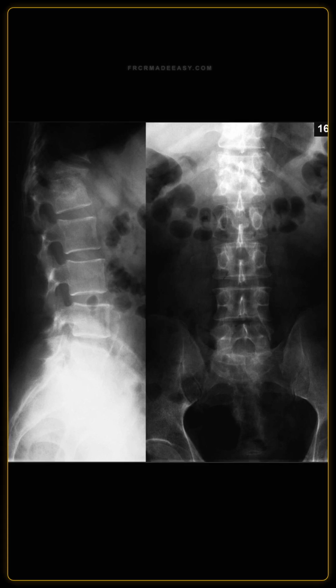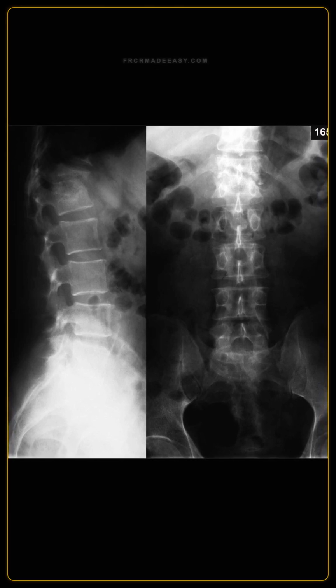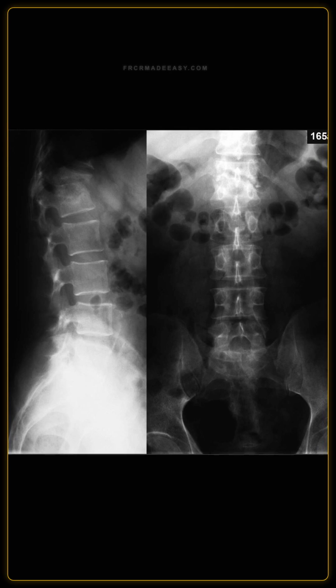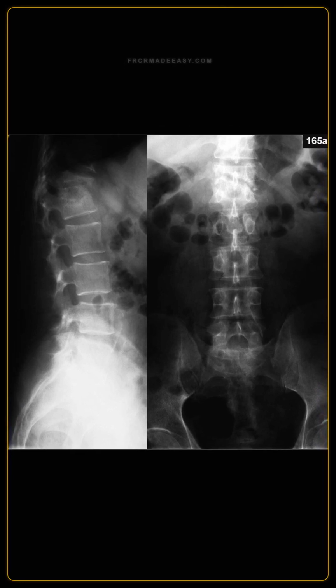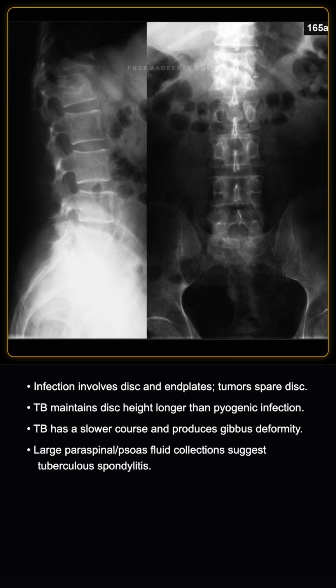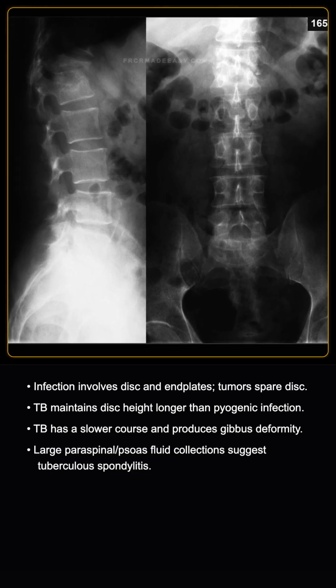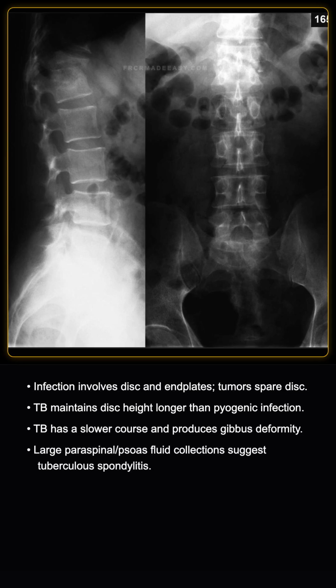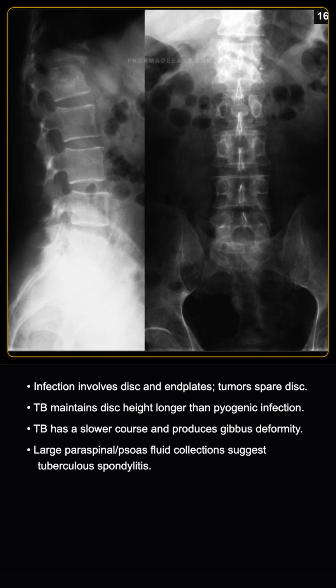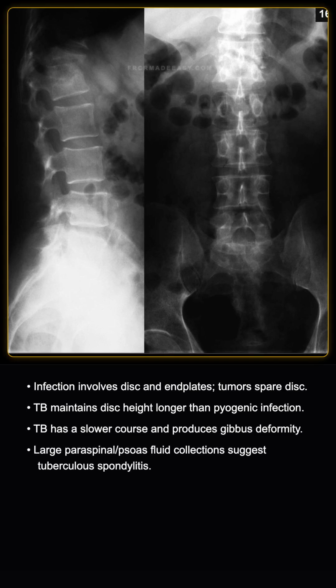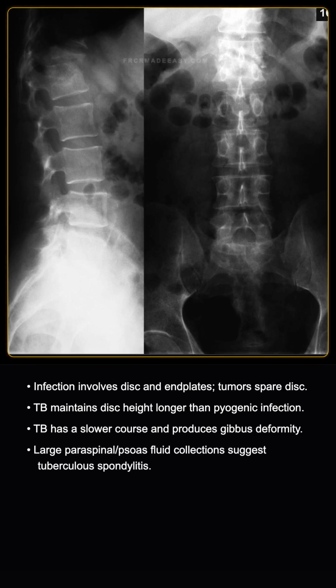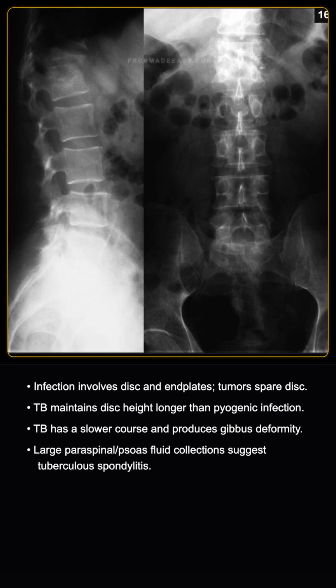What are the key imaging features that help differentiate tuberculous spondylitis from pyogenic spondylodiscitis or neoplastic disease? In that case, infective spondylodiscitis is centered at the disc space, showing narrowing of the disc and destruction of both the superior and inferior opposing endplates, whereas neoplastic disease classically spares the intervertebral disc.